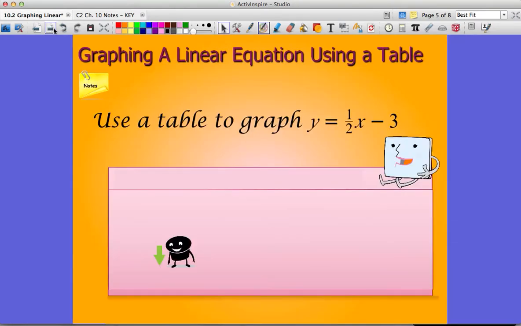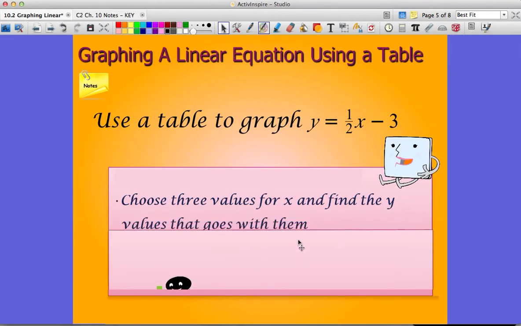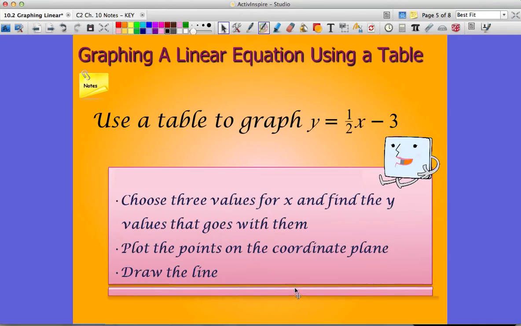Okay, so now we're going to talk about how to graph these linear equations. You have an equation, and the first thing that you need to do is choose 3 values for x and find their y's. So you're taking your function or your equation and you are choosing 3 inputs and finding their outputs. Plot the points on the coordinate plane and then connect the dots and draw the line. Okay, this is very similar to what we did in the other chapter. Now we're just going to talk about what makes it a linear equation versus a non-linear equation.